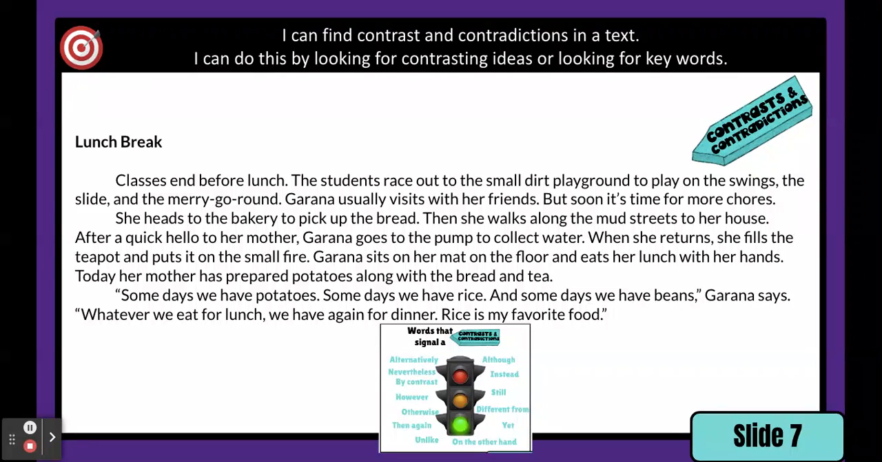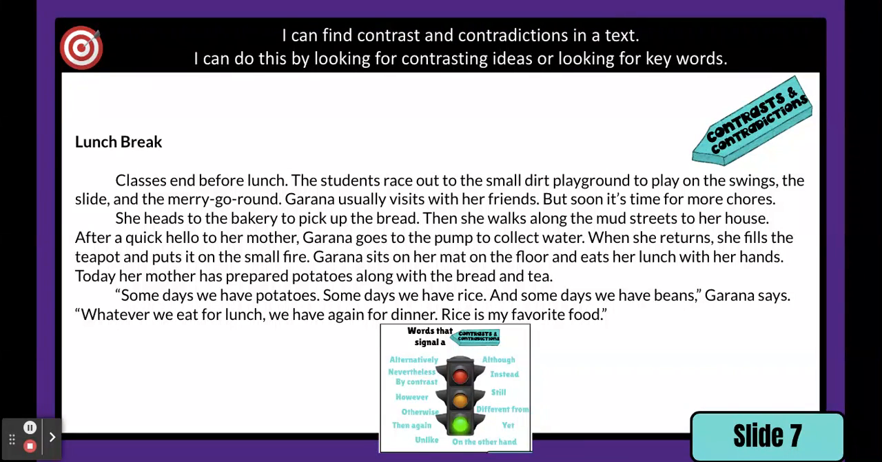Lunch break. Classes end before lunch. The students race out to the small dirt playground to play on the swings, the slide, and the merry-go-round. Garana usually visits with her friends, but soon it's time for more chores. She heads to the bakery to pick up the bread. Then she walks along the mud streets to her house. After a quick hello to her mother, Garana goes to the pump to collect water. When she returns, she fills the teapot and puts it on the small fire. Garana sits on her mat on the floor and eats her lunch with her hands. Today, her mother has prepared potatoes along with the bread and tea.